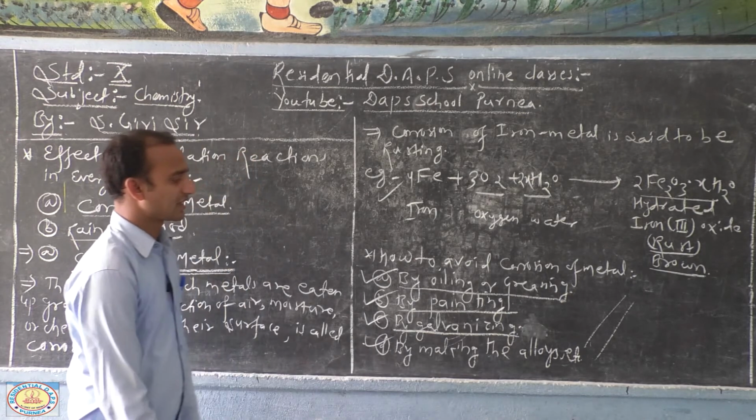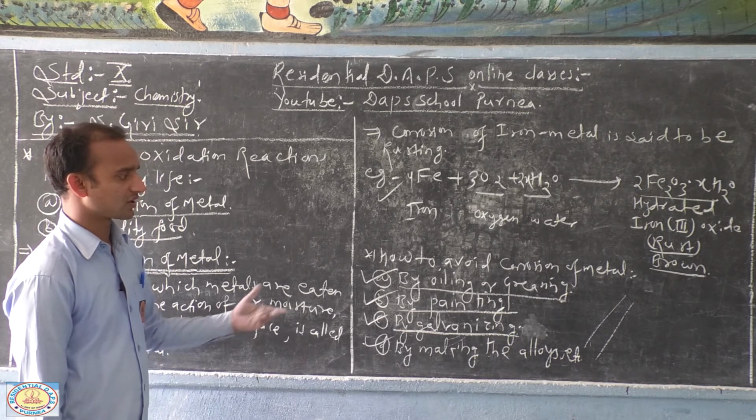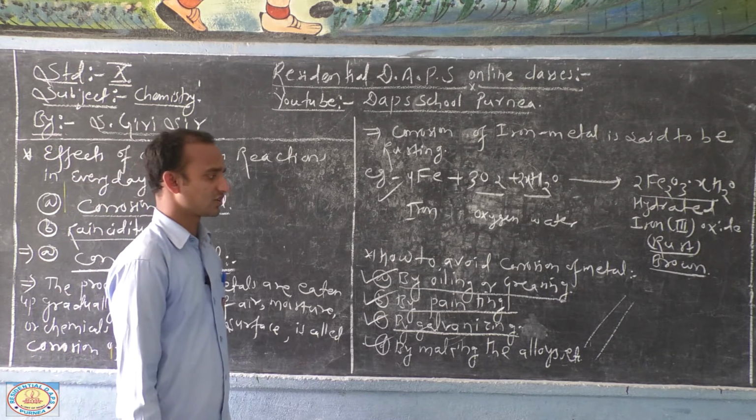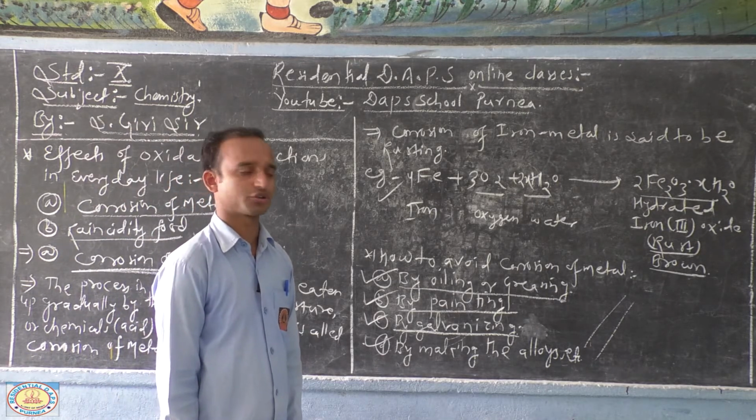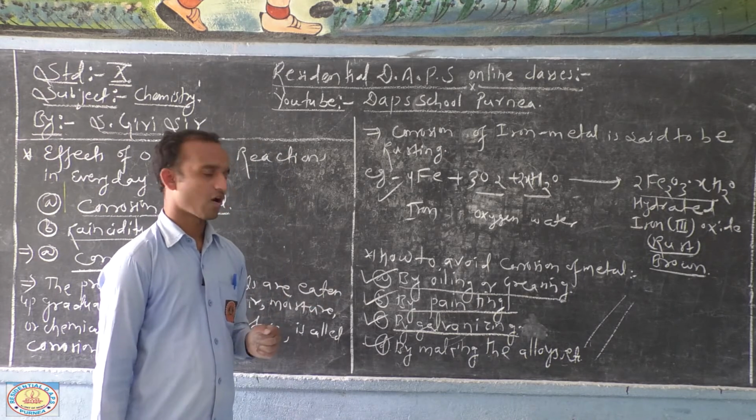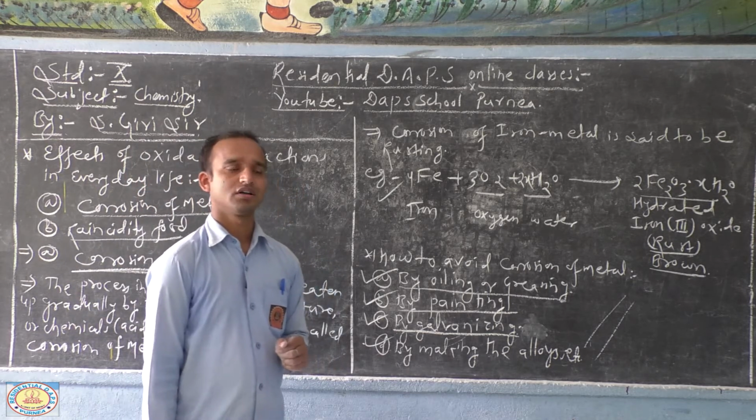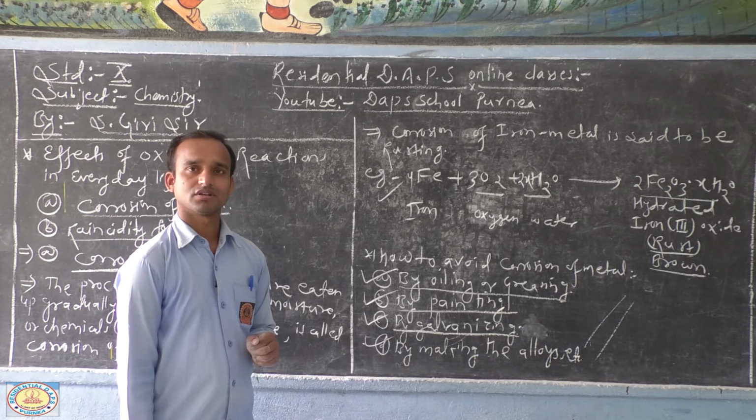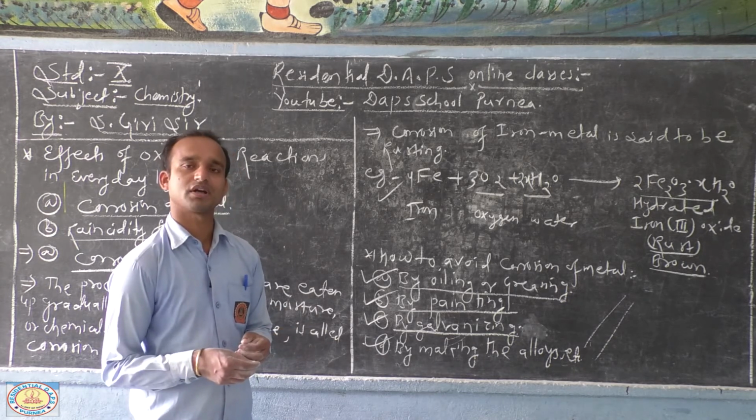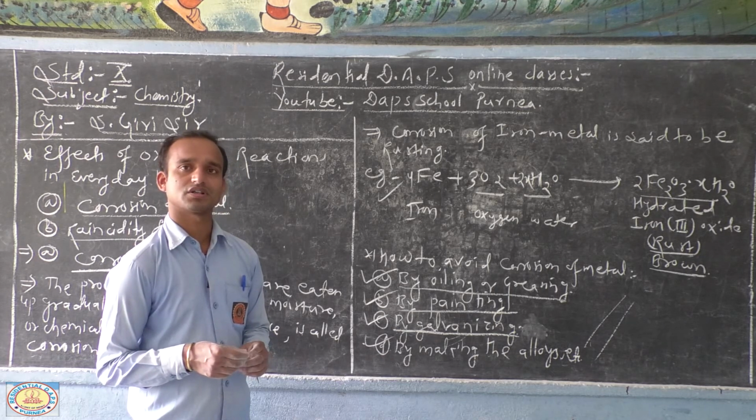Now, number D, by making alloys. What is the meaning of alloys? I think we have already discussed it in class 9 or earlier classes. An alloy is a homogeneous mixture of two or more metals in their molten state. If you want to prepare an alloy, what should you do? You have to melt two or more metals in the required proportions, mix them properly, homogeneously, and whatever you get after cooling down that mixture is known as an alloy.